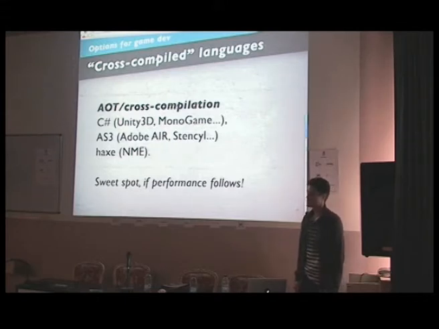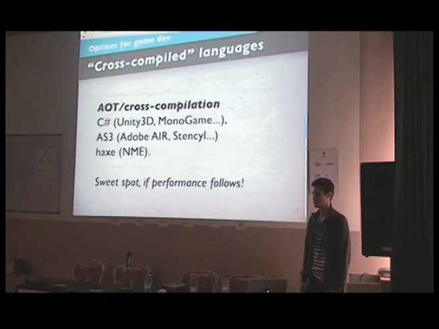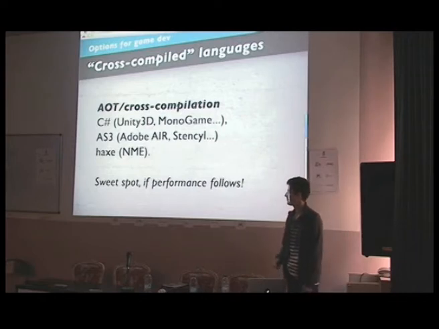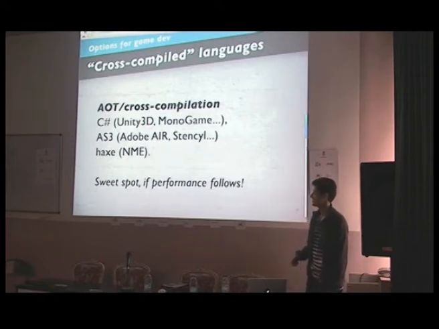Hopefully, if there are no big performance bottlenecks, like in AIR, because right now, on an iPad 1, for instance, it's really not fantastic. Unity 3D, obviously, is a big famous cross-compiler, which led the way and performs well, so it's a good example. And Haxe, NME.